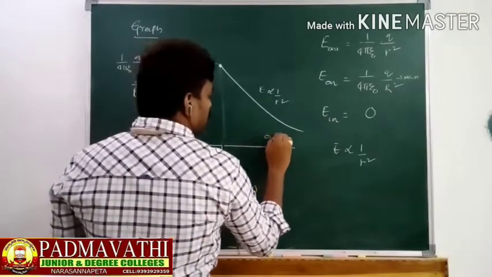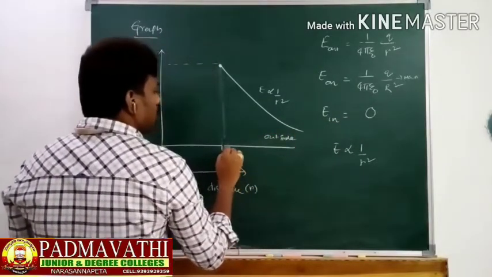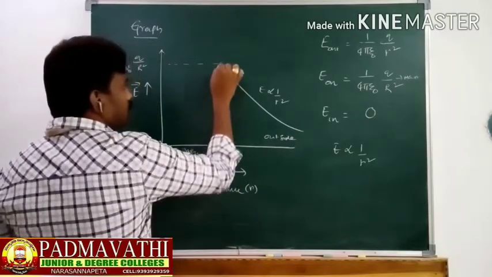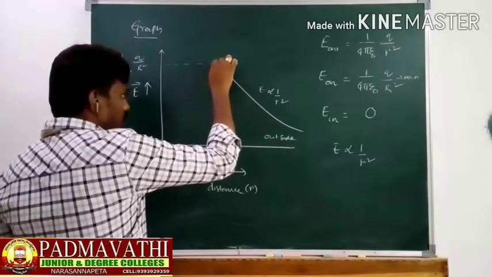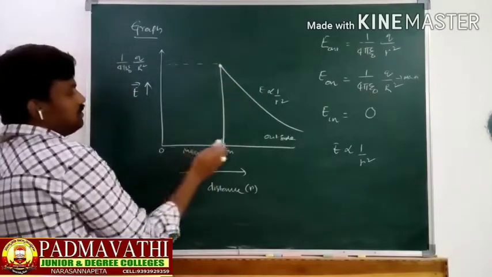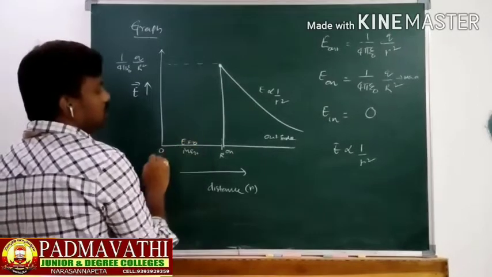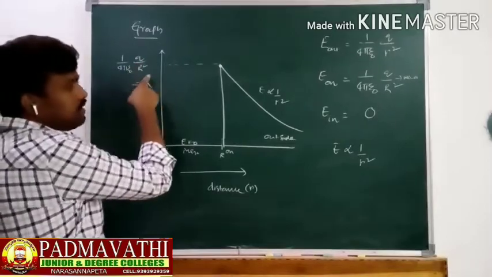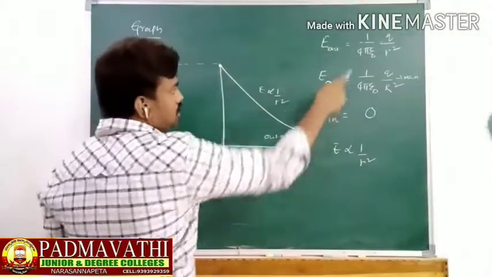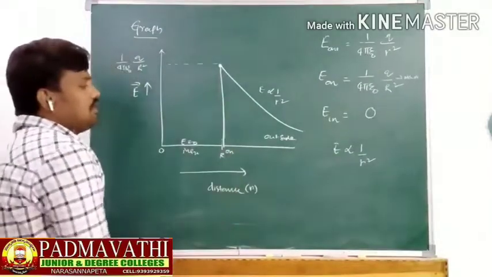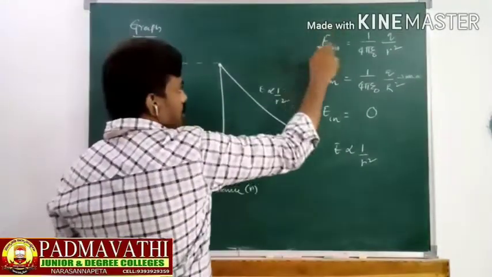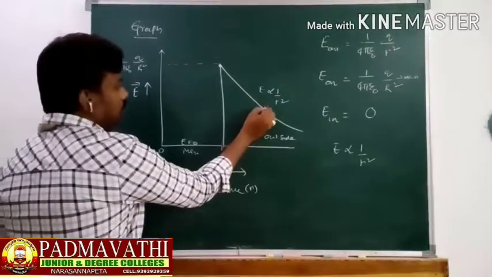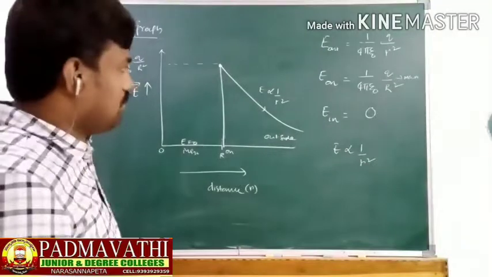Outside, this will be exactly on the surface, and below this will be inside. So inside it will suddenly drop down to 0 like this. Inside, the electric field E will be equal to 0, and after that E will be equal to 1 by 4 pi epsilon naught Q by R square, and it decreases as R increases. As R increases, the electric field intensity decreases. So this graph is very important. You can draw this, it was asked.